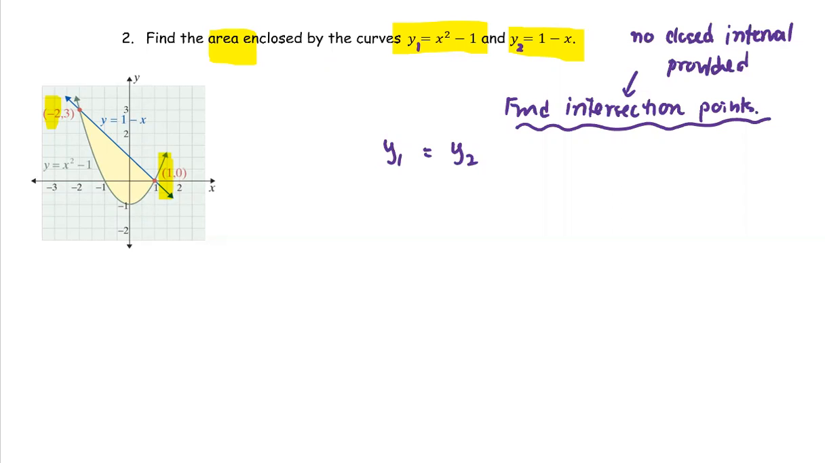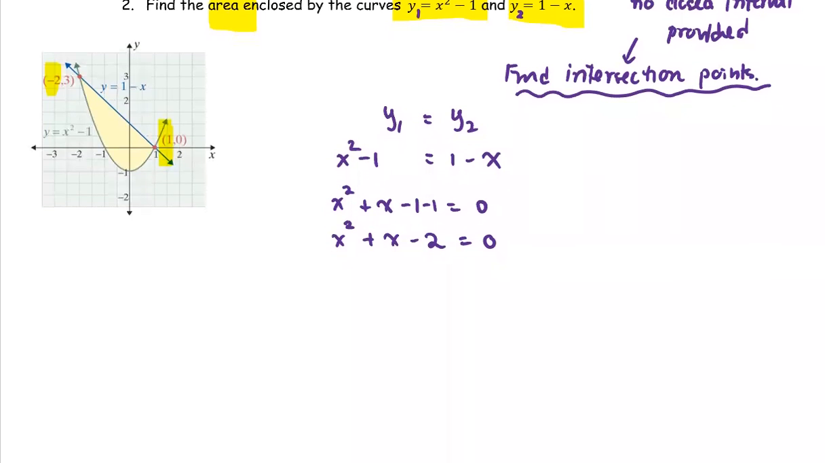So for y1, we have x squared minus 1. The y2 is 1 minus x. Bring them all into one side of the equation. So we have x squared plus x minus 1 minus 1 equals 0. Simplify to x squared plus x minus 2 equals 0. As we see, we have a second-power, or quadratic, equation.